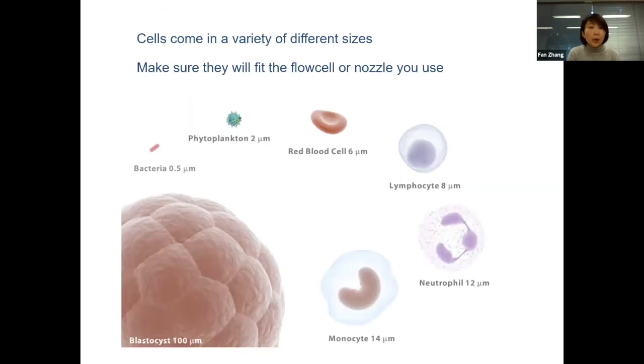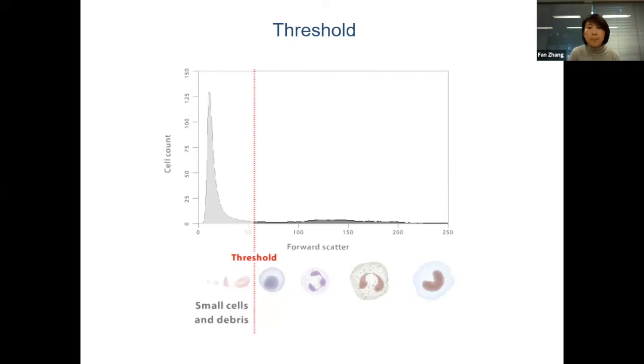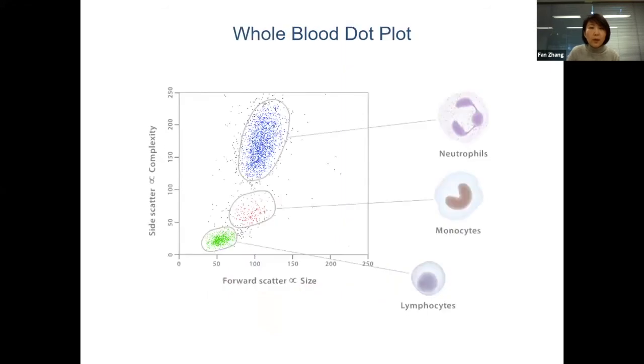So we need to know our cells before analyzing them. We need to know what kind of cells we are expecting, whether they are homogeneous or heterogeneous, and their size. So make sure they fit the flow cell or nozzle you use. Threshold is set to ensure we collect useful information and ignore the noise. By cutting off the irrelevant signal, the population of interest can be clearly defined.